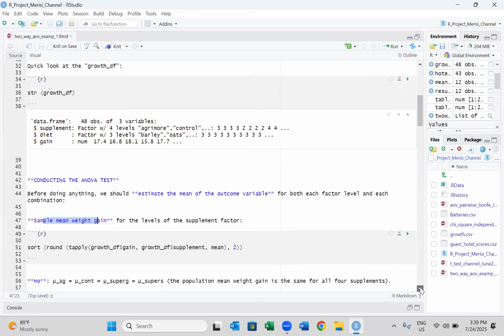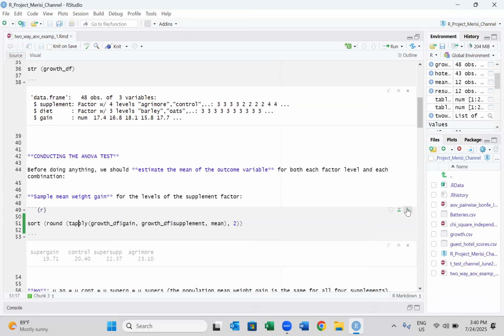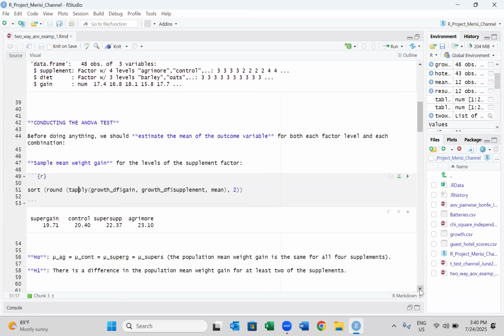All right, here using the tapply function, I'm going to get the mean weight gain for each supplement. Those are our first supplements. So this is the mean weight gain for super gain, mean weight gain for control, and so on and so forth. Notice that they are different, right? The sample means are different for each supplement.